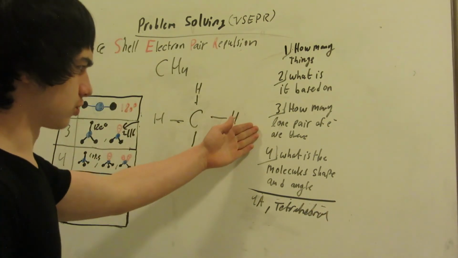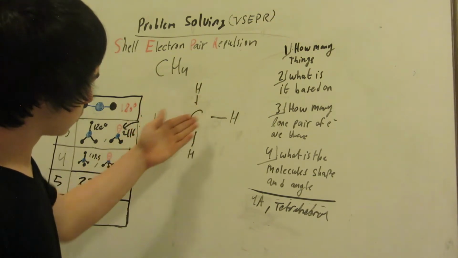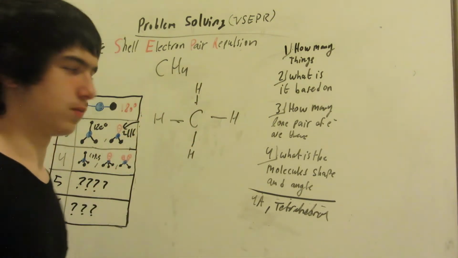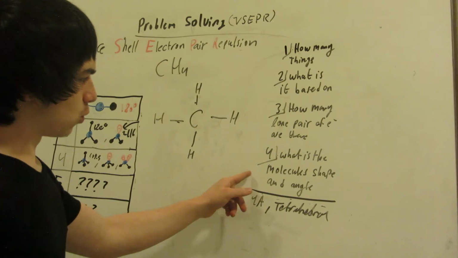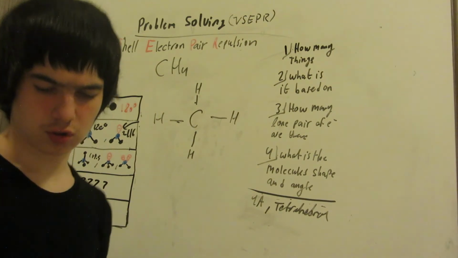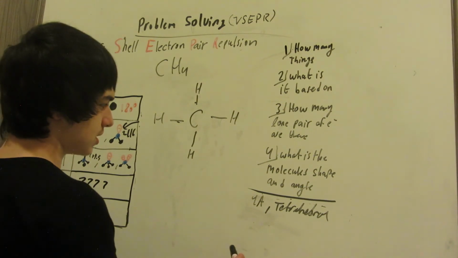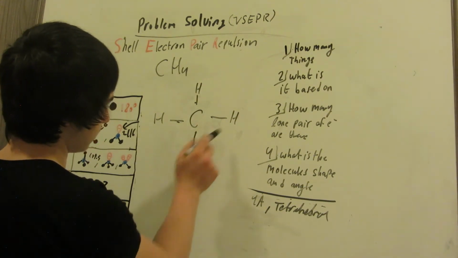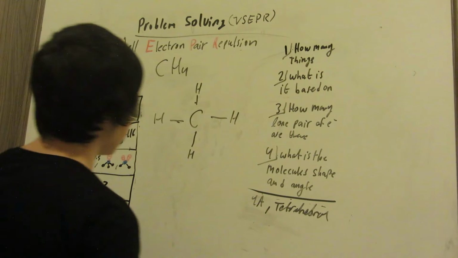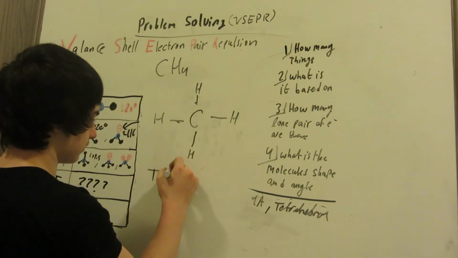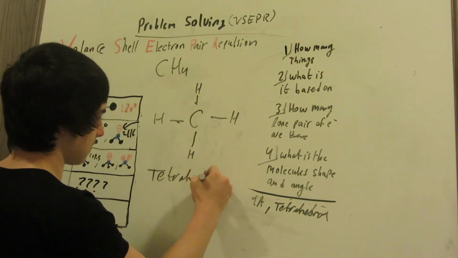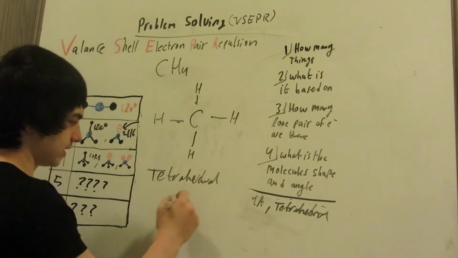How many lone pairs of electrons are there? Any lone pairs of electrons around the central atom? No, there are none. Great. Number 4, what is the molecule shape and angle? Because again we have no lone pairs of electrons, we can just choose again, because we have 4 things, tetrahedral, the shape that we took first. So, tetrahedral, let's draw it.